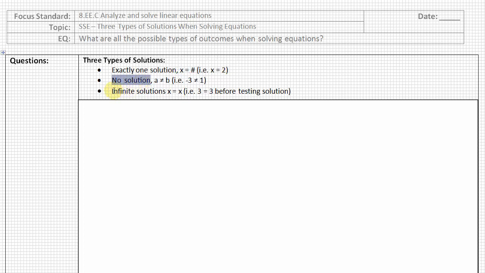And then lastly, we have infinite solutions, where we get something like x is equal to x, the same value on both sides of the equation. It might be a variable, like this, or it might be a number. For example, 3 is equal to 3. And this happens before you test the solution. If you do get this, then it means that there are infinite solutions, and we'll talk more about that when we see the example. So we're going to do three different problems, keeping our eyes out for each of these three types of solutions. Let's take a look at our first one.